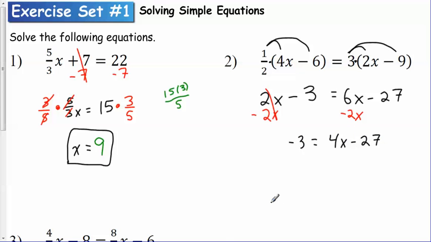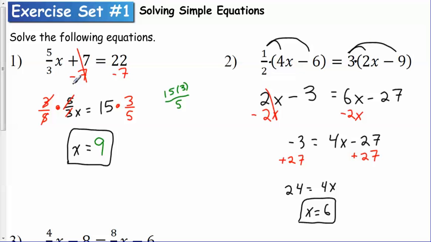So in this case, I'm going to add 27 to both sides to isolate the variable. And that's going to give me 24 equals 4x. So if I divide both sides by 4, x equals 6. And that is my answer. So in this example, I noticed that I had to simplify the left side, I had to simplify the right side before I even went to isolating the variable.